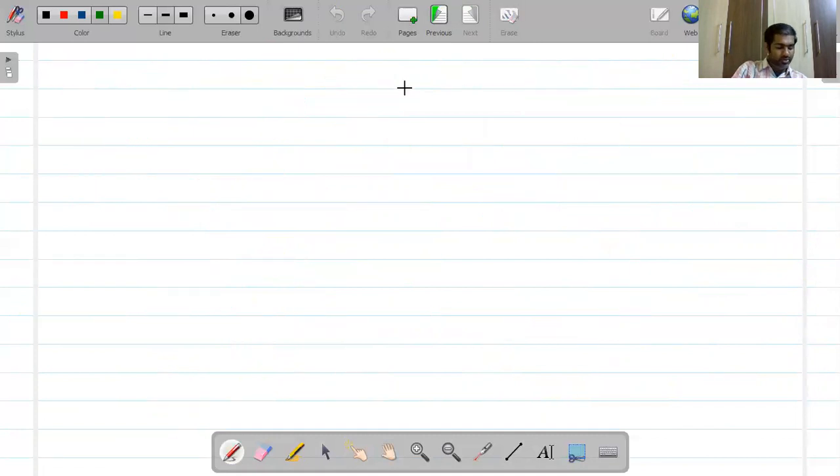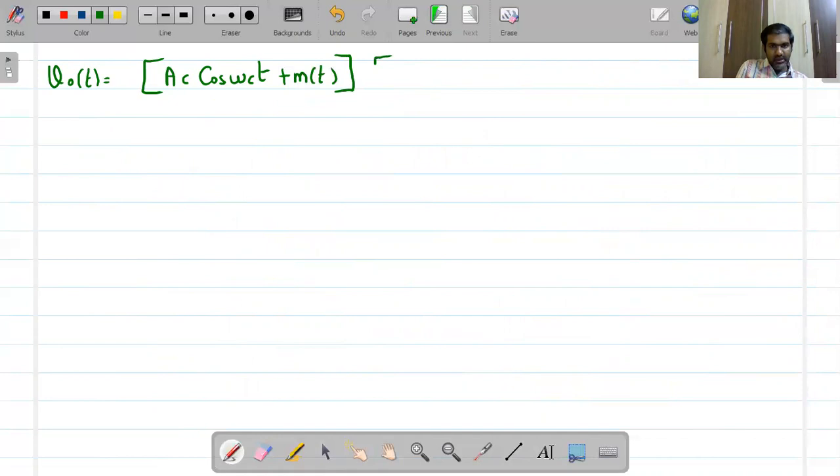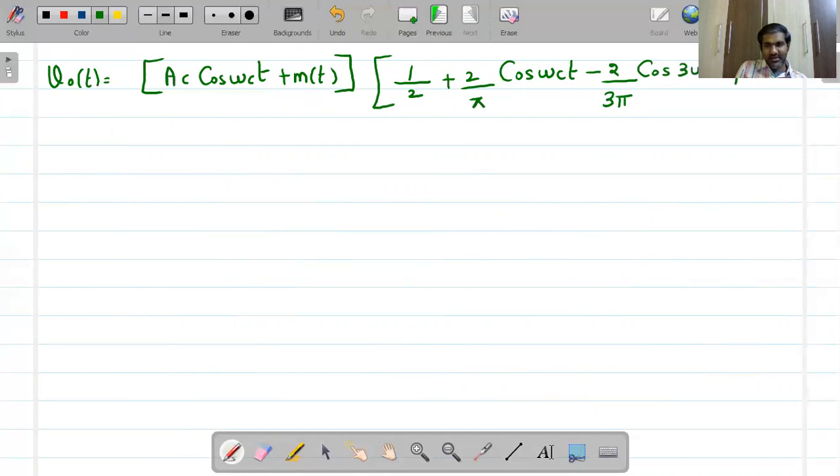So substituting 1 and 2, we have V naught of t is equal to Ac cos omega ct plus m of t into 1/2 plus, I'm just multiplying my Fourier series bracket terms, so cos omega ct minus 2 divided by 3 pi cos 3 omega ct. I'm just cross multiplying this and solving it. That's all.